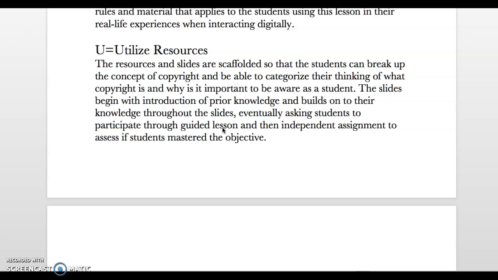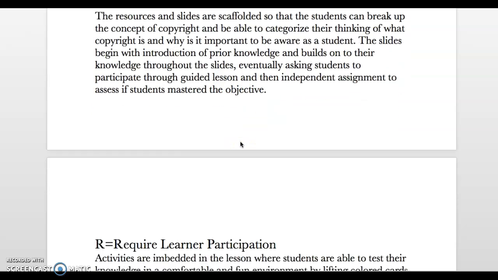And as the slides go on, it builds onto their knowledge throughout the slides, eventually asking students to participate through a guided lesson, which is that activity of the red card or the green card, and then an independent assignment to assess if students mastered the objective through the Nearpod assignment.